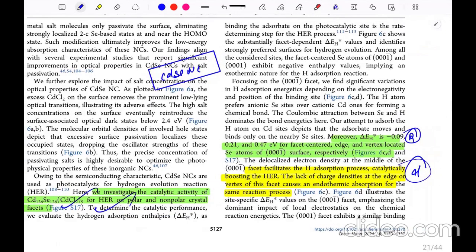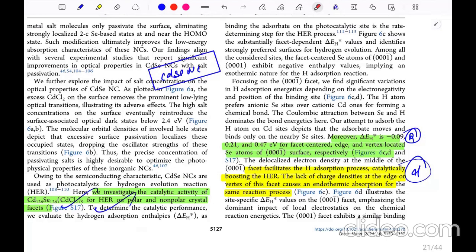If you see, this is the adsorption energy for hydrogen on selenium sites, that is center, edge, and vertex selenium on the polar facet, that is 0001 bar. There you can see the adsorption energy for hydrogen is negative on the selenium center site. This is the result, and why is that exothermic or negative? This is the discussion part.